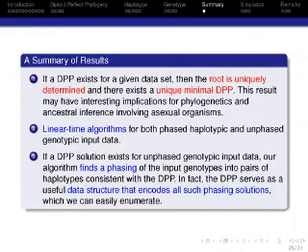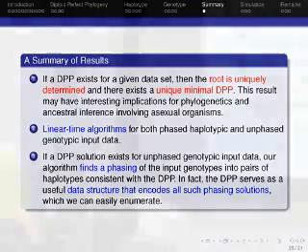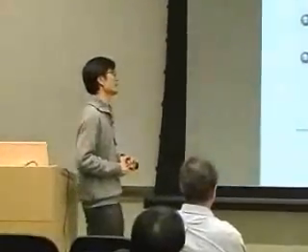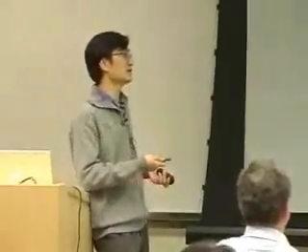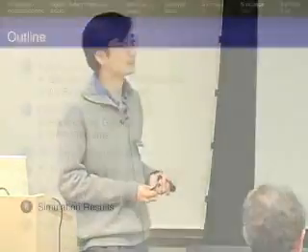So to recap, if a DPP exists for a given data set, then the root is uniquely determined, and there is a unique minimal DPP. And we have found linear time algorithms for both cases, for the phased input data and unphased input data. And this DPP serves as a data structure that includes all phasing solutions. So that's very clean, but how useful is it?